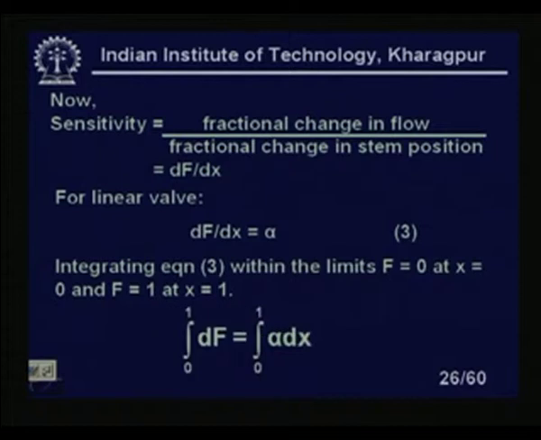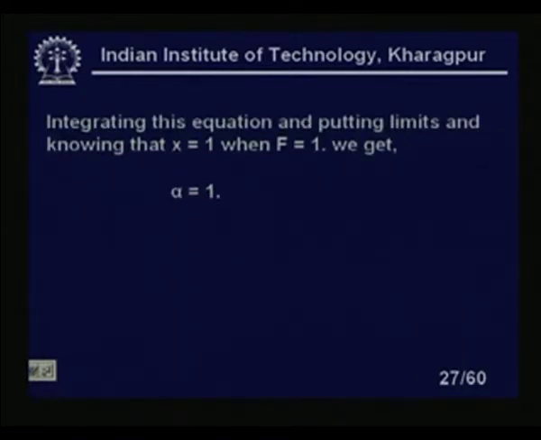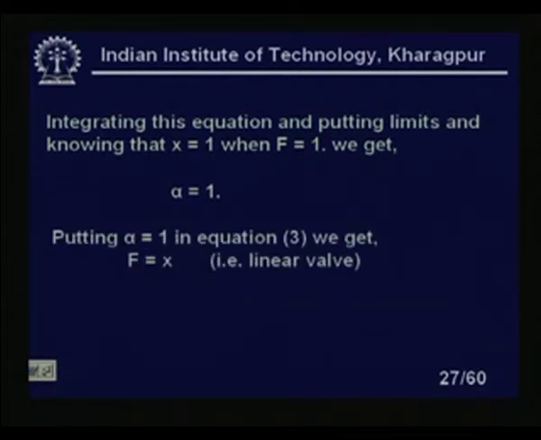With these limits I can write the integral of df from 0 to 1 equals the integral of alpha dx, with limits 0 to 1 again. Integrating these equations and putting the limits, with x equal to 1 and f equal to 1, we get alpha equal to 1. Putting alpha equal to 1 in equation 3, we get f equal to x. So this is the linear valve.